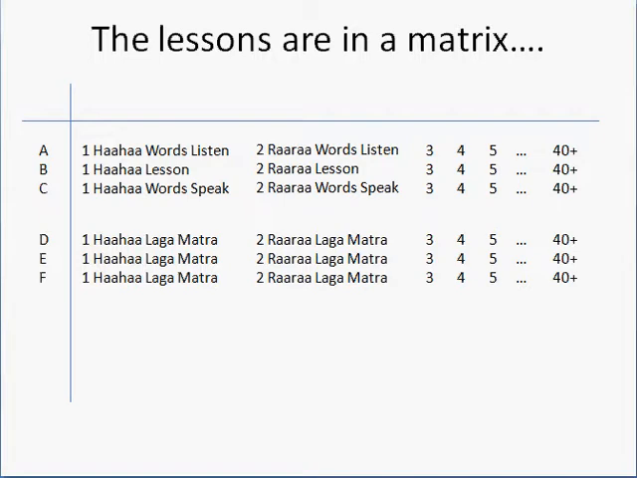Okay. Again, the lessons are in a matrix, and we talked about this. One more time, the A series is all the basic stuff. The deeper you go, the more complicated it becomes, and the lessons are organized to run from left to right in the matrix. 1 is haha, 2 is rara, and so on and so on.